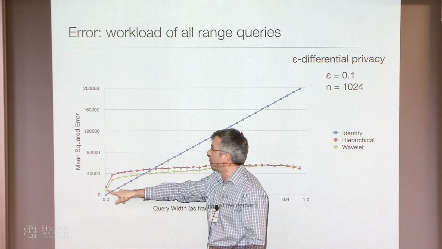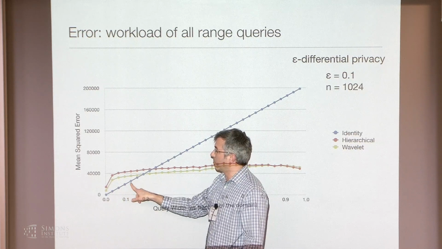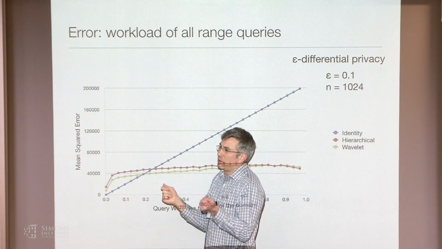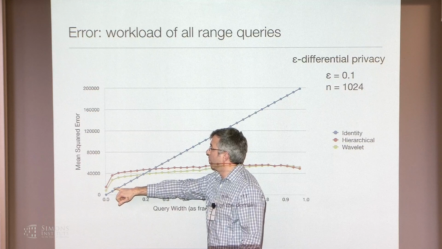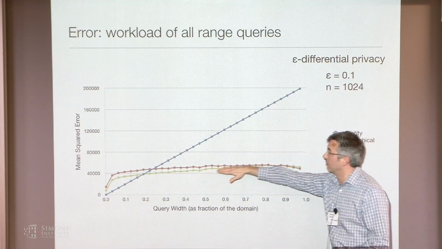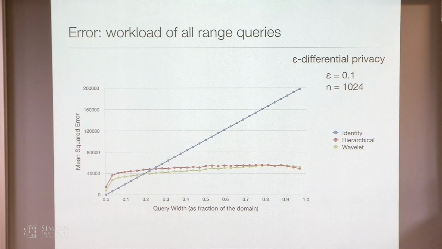And what you do is you pay a price for the small queries. You would have done better for small queries if you had asked identity, because it has lower sensitivity. And for small queries, you don't need to add too many things up, so the variance doesn't accumulate, right? But for the large queries, you would do very badly with identity, and this is substantially dampened by these hierarchical techniques.